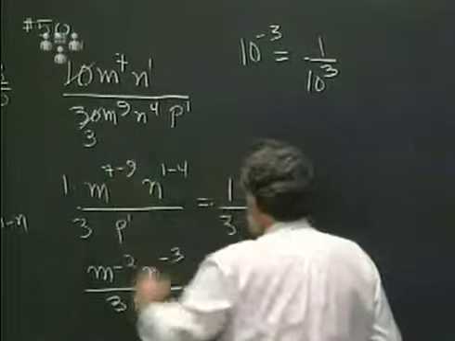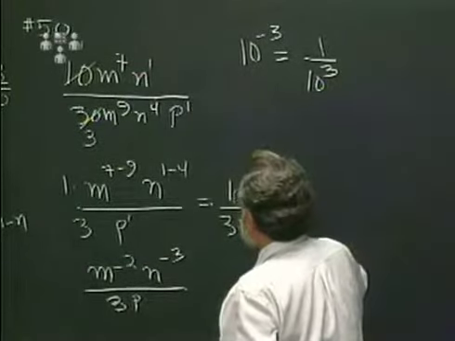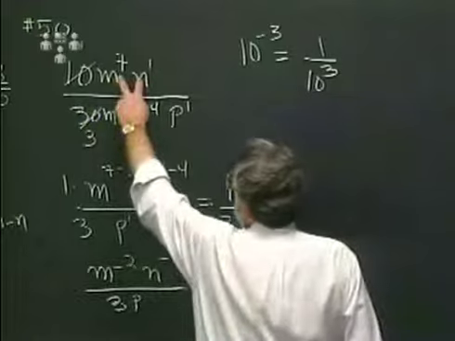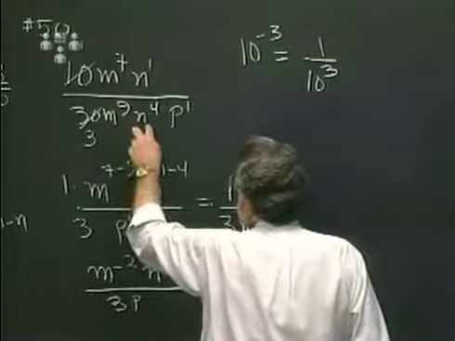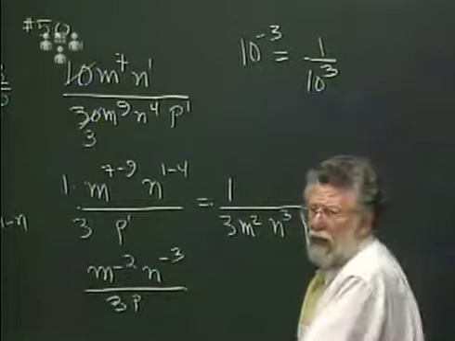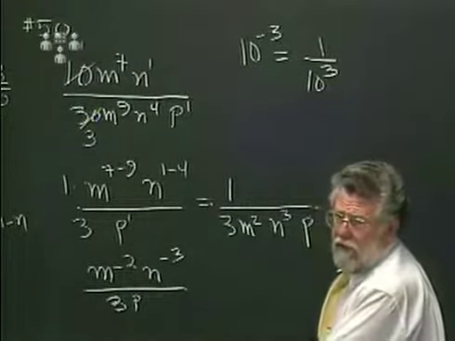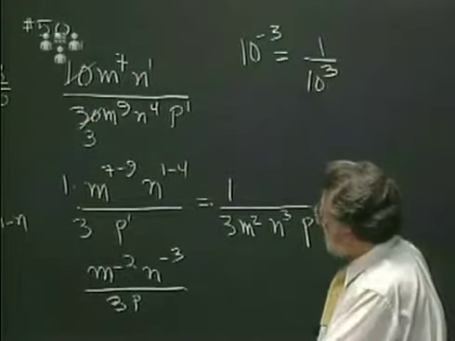So how many are left in the denominator? 2. M squared. That takes care of these and these 2 factors, and I'm left with p down here. So I have the reciprocal, if you will, of 3m squared n cubed p to the first. Well, that's exactly what this says.